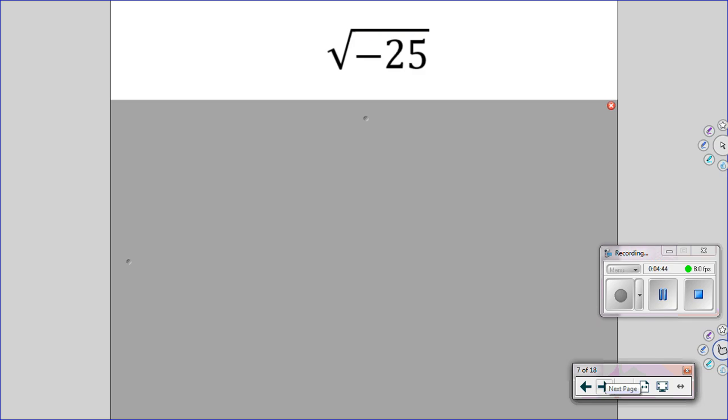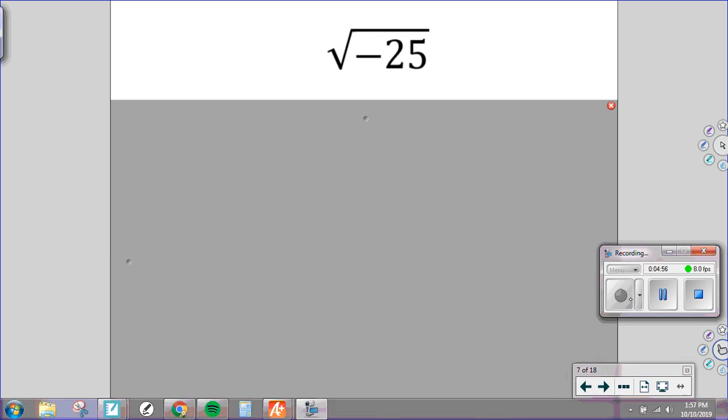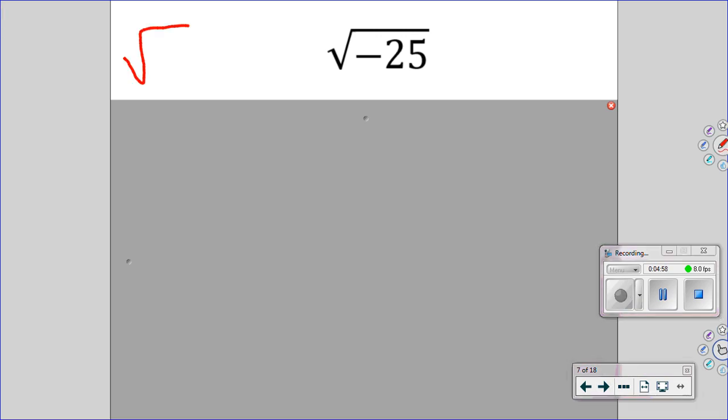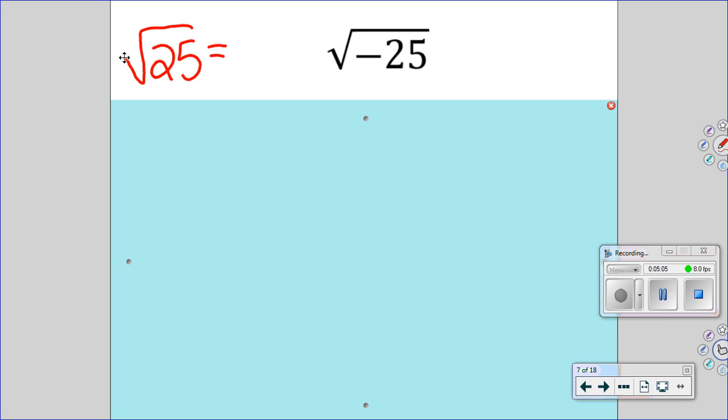Alright, please write this in your notes. This is the first thing you've had to write today. You are going to write the square root of negative 25. We have talked about the square root of 25. What is the square root of 25? 5. Okay? Now we're looking at a problem where it says the square root of negative 25. So can we find the square root of negative 25? Angela?